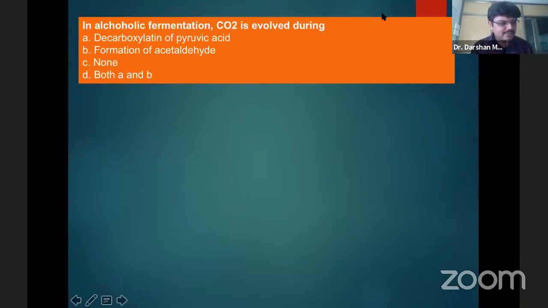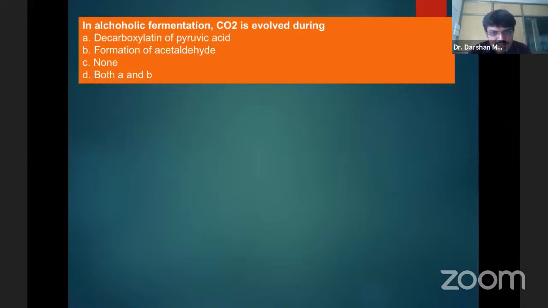Okay, one more question was asked in some of the examinations. You are able to read it. In alcohol fermentation, CO2 is evolved during. At which particular stage is CO2 forming? Options: decarboxylation of pyruvic acid, formation of acetaldehyde, none, both A and B. At which level?